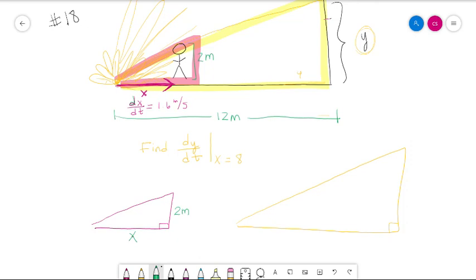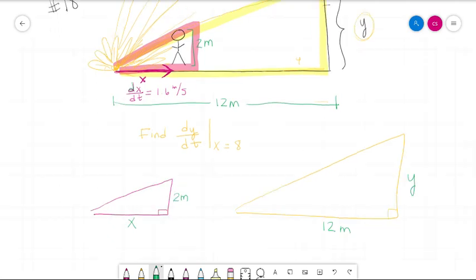All right, and x is a function of time. And then over in our bigger triangle, our yellow triangle, y is going to vary. As the man walks closer to the wall, the shadow is going to decrease. So y is a function of time. And then the base of that triangle is going to stay constant at 12. Okay? So we have the situation, we have all the variables, we have rates of change, and now it's time to relate x and y to each other.